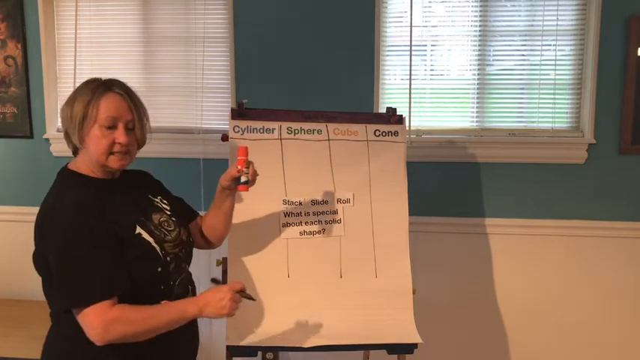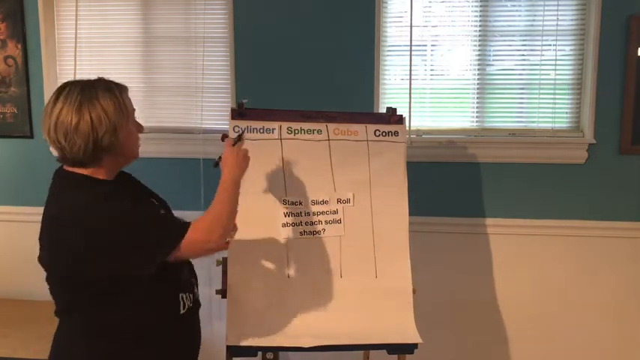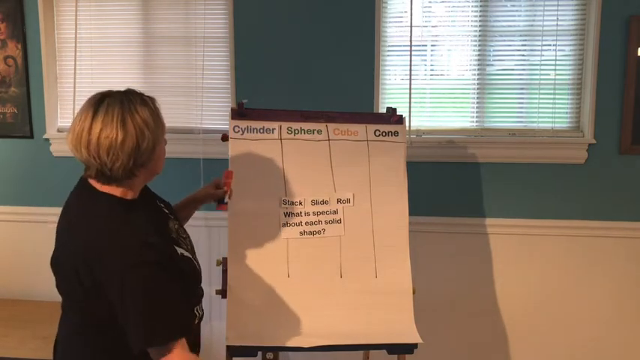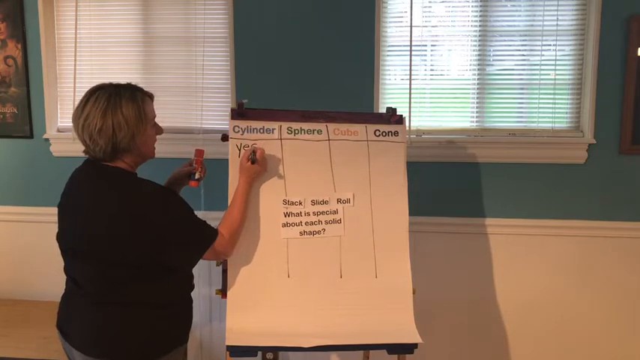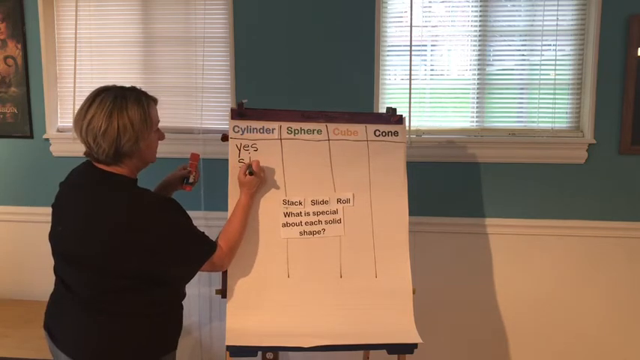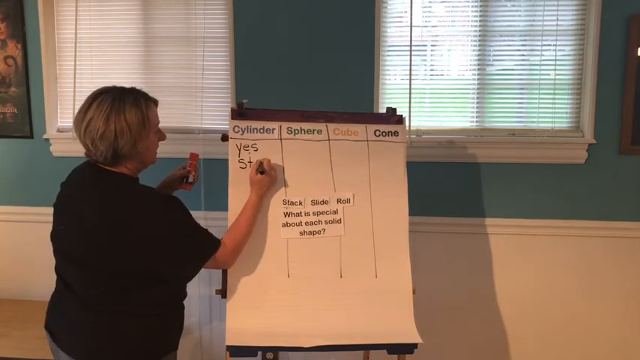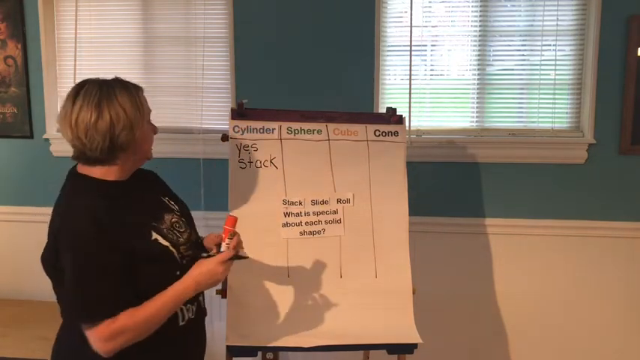Can you stack a cylinder? Well, let's find out. Yep. So if you made this chart, you're going to write cylinder, and we're going to write the word yes. This can stack. So write the word yes, and then we're going to write stack, S-T-A-C-K. So we know that this guy can stack.